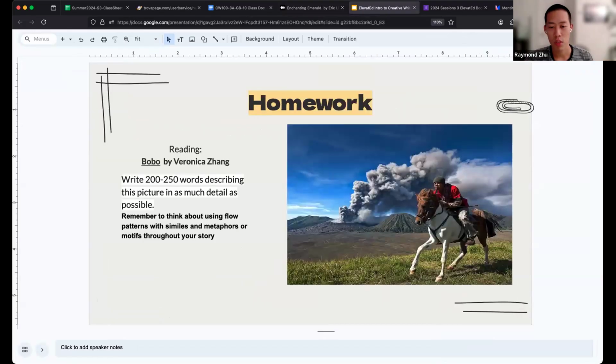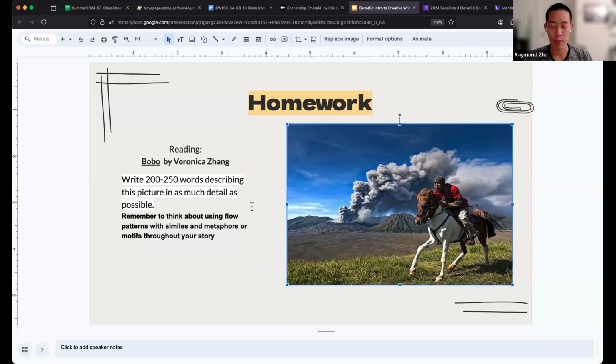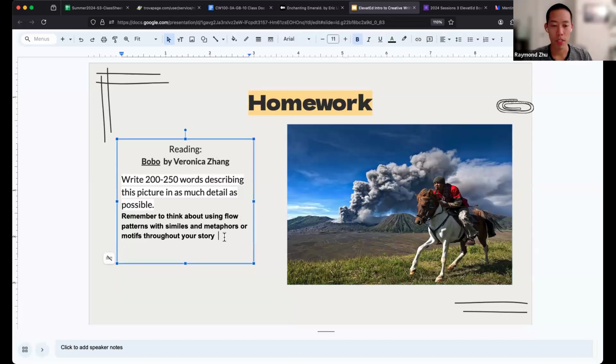So I will tell you about the homework and then I will go back to the feedback form. The homework this week is to write another picture paragraph about this picture in as much detail as possible. Remember to think about using flow patterns with similes and metaphors or motifs throughout your story, right?